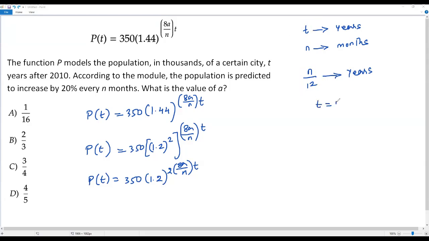That is t equals n over 12. Now in this exponential growth function, we can plug in this n over 12 for t. When I do so, I'll be getting only one variable, that is n, which represents the time in months. Okay, let me do it.